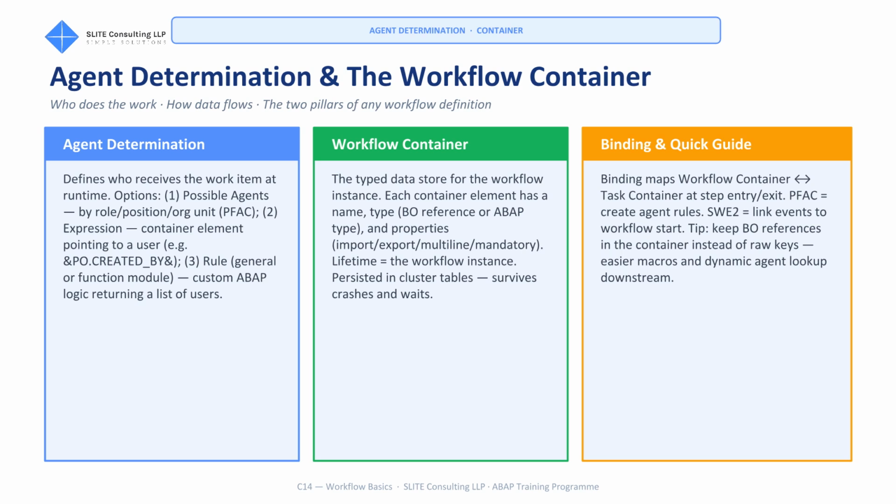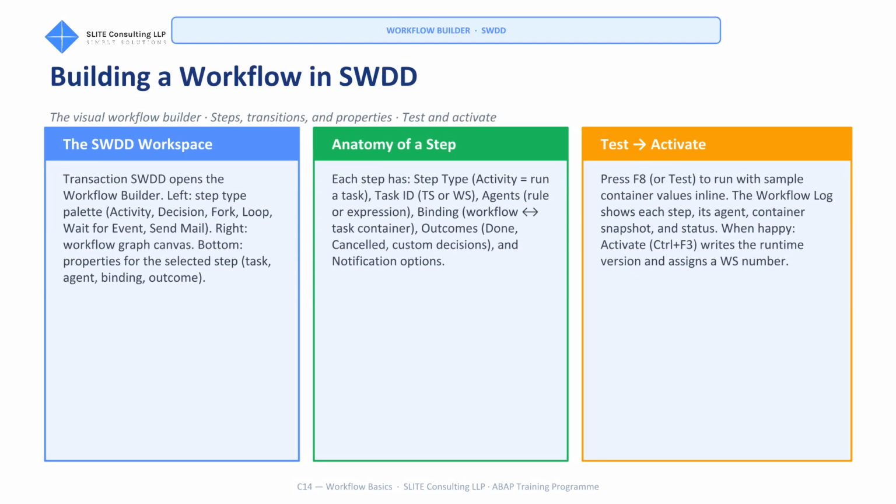PFAC creates agent rules. SWE2 links events to workflow start. Transaction SWDD is the workflow builder, a graphical editor where you construct the workflow definition. The left panel holds the step type palette: activity to execute a task, decision for user choices like approve or reject, fork for parallel branches, wait for event to suspend until a business object event fires, and send mail for notifications. The canvas in the center shows the workflow graph.